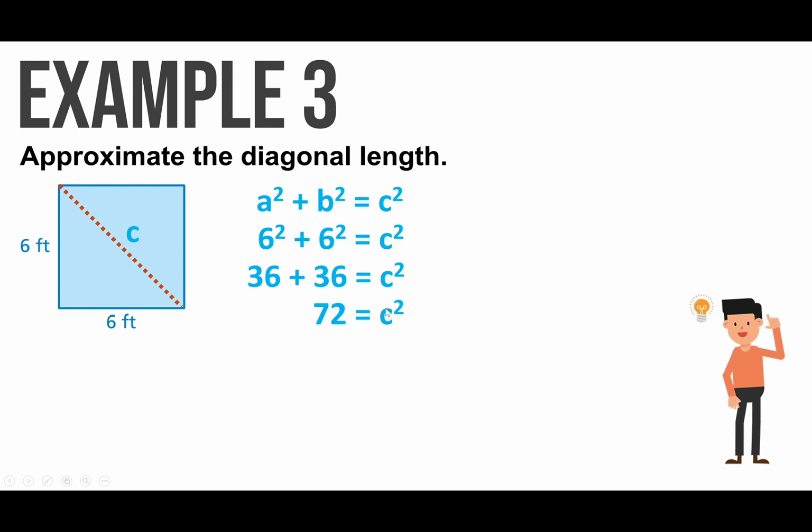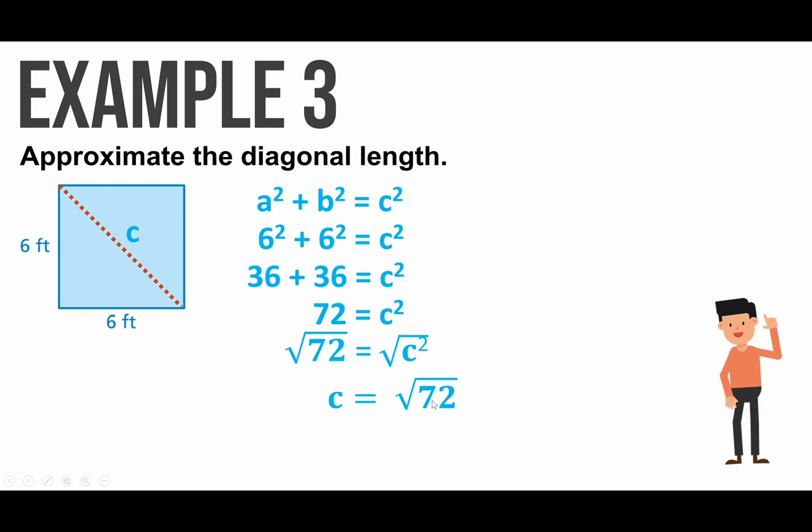Now I need to find out what c is, right? So we know c squared is 72, so the inverse operation of squaring is going to be square rooting. I'm going to square root both sides. So that's going to give me the square root of 72 is equal to c. And here we go. My answer is c is equal to the square root of 72, but we have to approximate this.